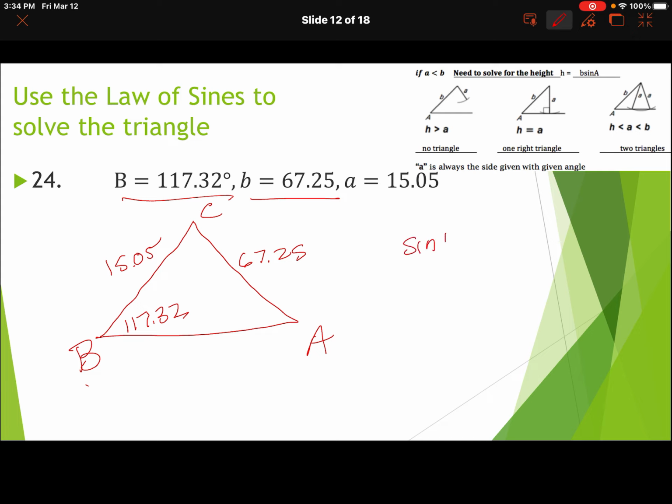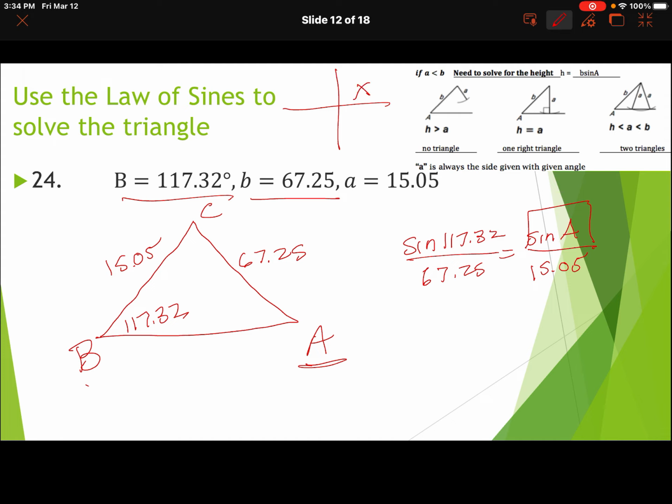So I do sine of 117.32 over 67.25, sorry about all the decimals, is sine of A over 15.05. So the difference here is I have sine of A, so I'm going to have to solve for A by doing inverse sine. And that's where I run into trouble, because when I do inverse sine on my calculator, sine is that friend that only tells you half of the truth.